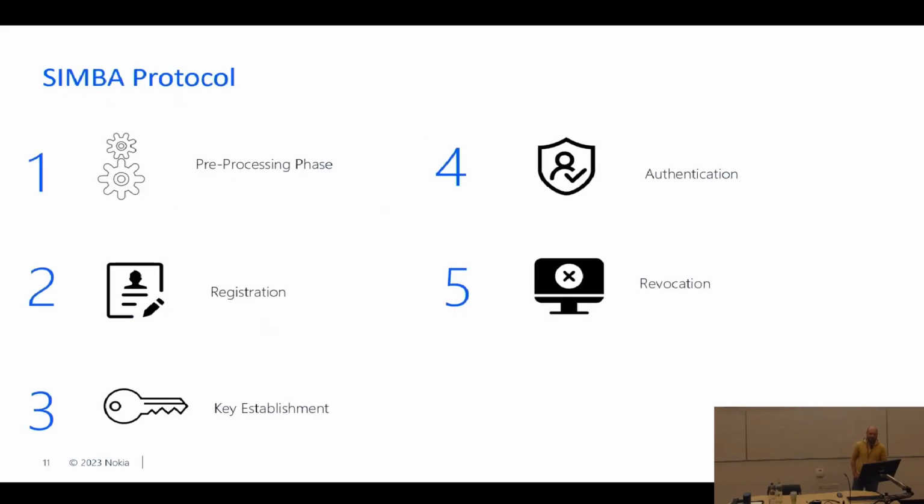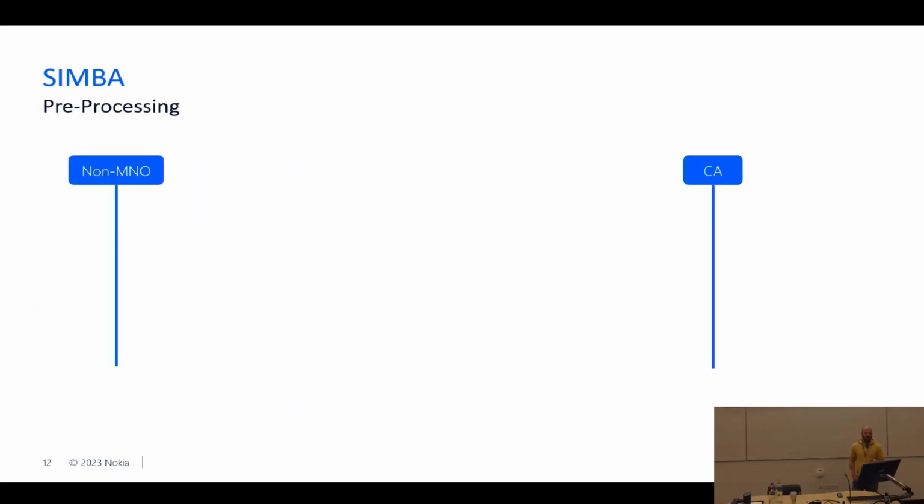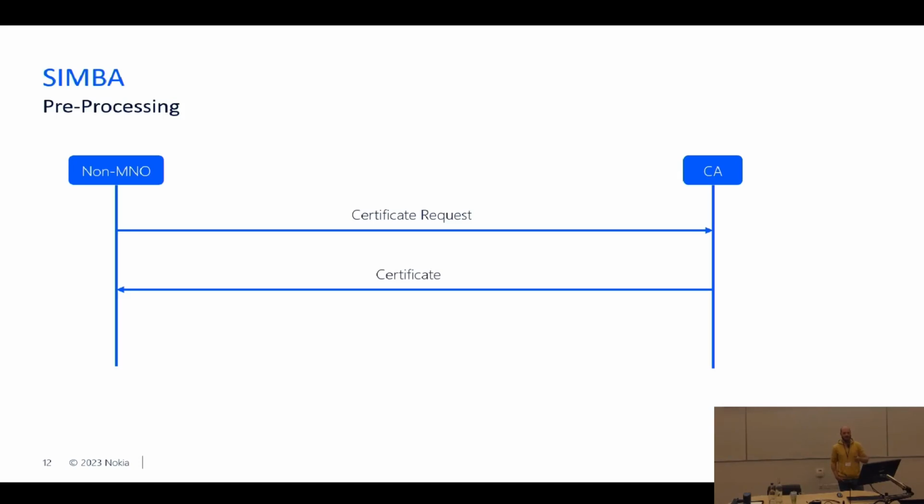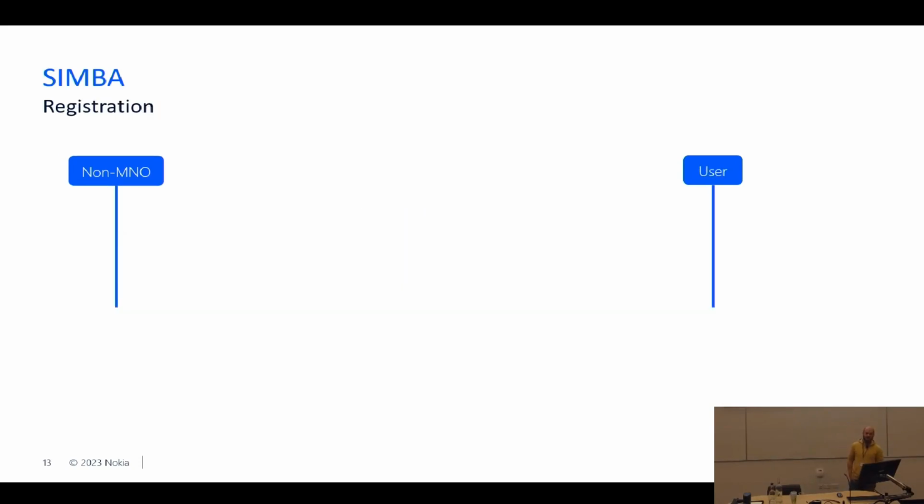So our protocol consists of 5 different phases: pre-processing, registration, key establishment, authentication and revocation. The pre-processing phase is nothing fancy. We have a non-MNO entity that requests a certificate from a certificate authority and receives back a certificate. So the registration is actually the user registering to a service, could be Netflix, Amazon, or whatever.